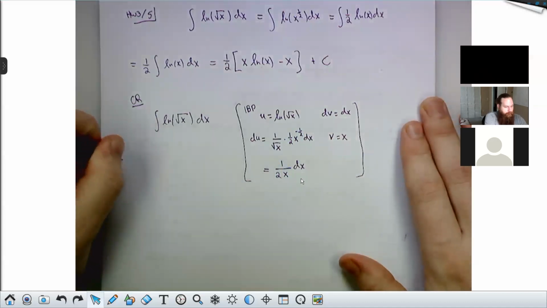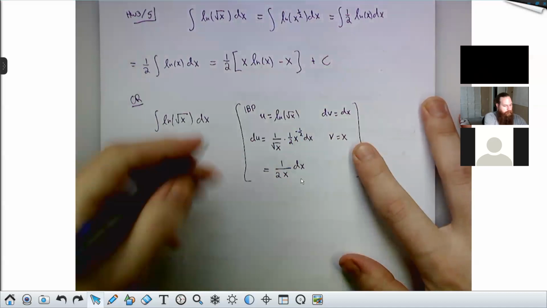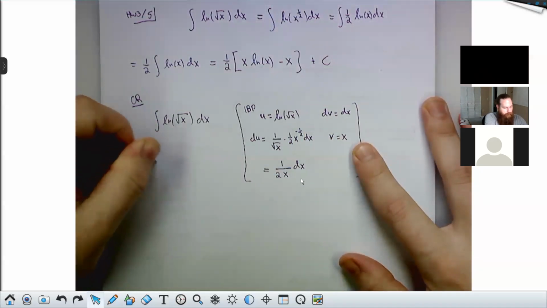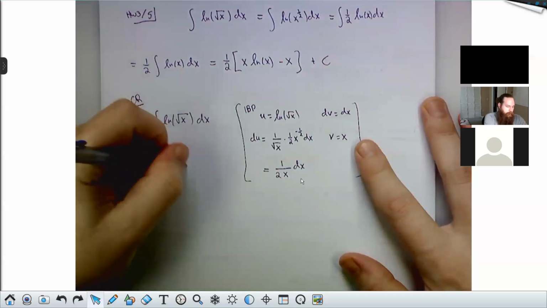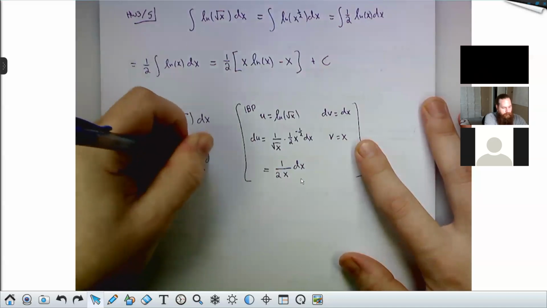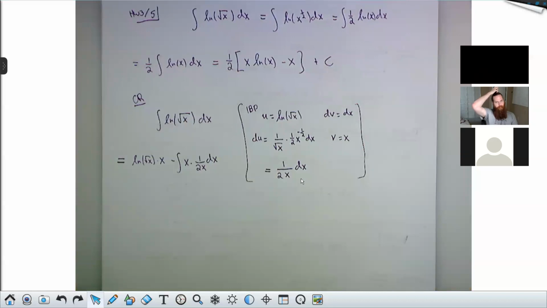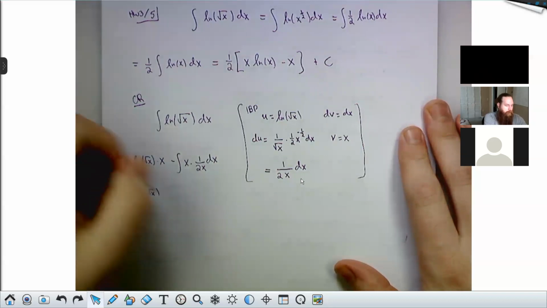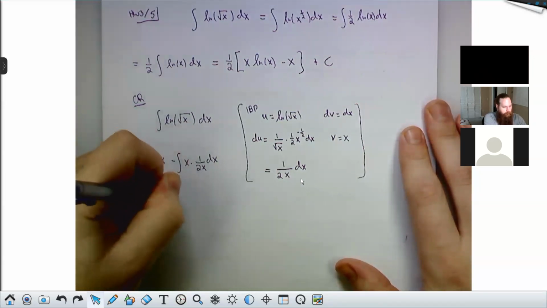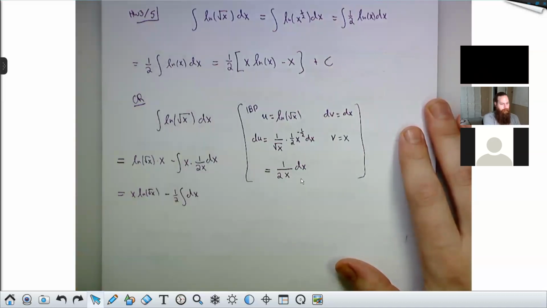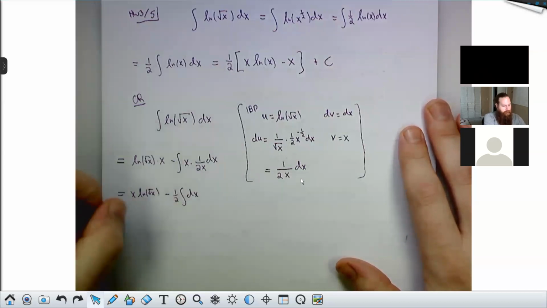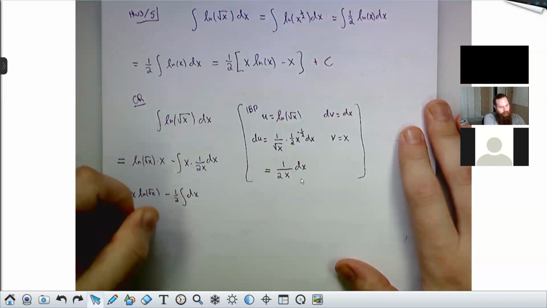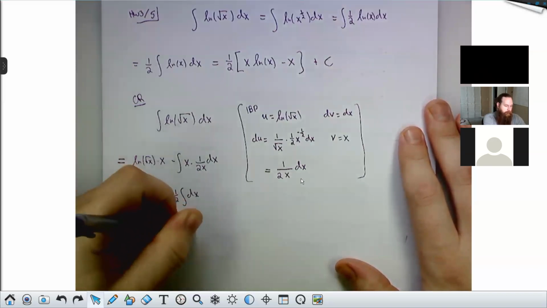So from here, we would say the integral of natural log square root x is u times v. That's ln square root x times x minus the integral of v times du. So I'll write the x out front because it just looks prettier: x times ln root x. Minus, here the x's cancel, so you just get 1/2 integral dx. And the integral of dx is x. So this is x times the natural log of the square root of x minus 1/2 x plus c.